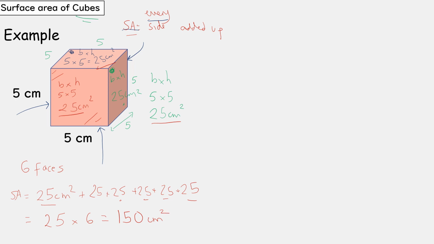So I found the area of each of the sides I could see. Luckily for a cube, they are all the same size. Remembering there's 6 faces, so 25 times 6, and that gave me my answer. Remember, surface area, so we've got centimetres squared, that's that unit.